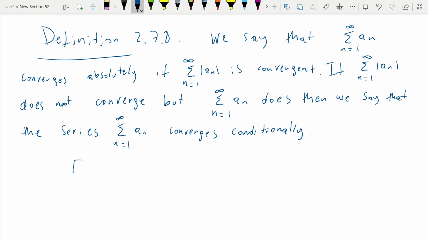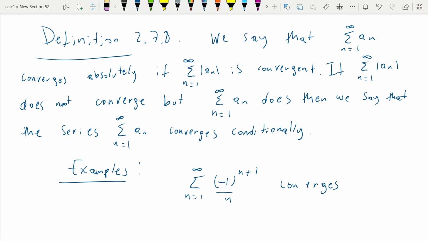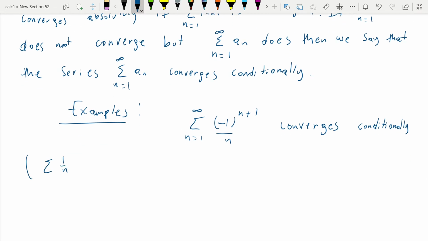Because remember that this series converges by the alternating series test, while the sum of 1 over n does not. It is divergent.